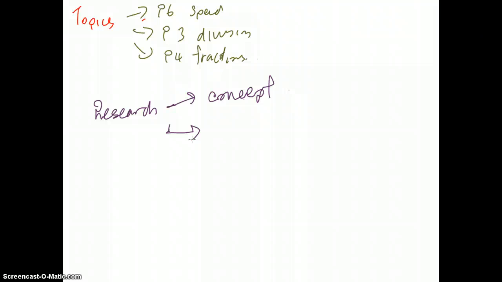Apart from concept, let me go through what exactly I mean by concept. Concept is like, let's say for speed, the concepts are, for example, they must know the relationship between distance, speed, and time. They need to know the relationship. Next, distance, speed, and time, they have to know how to convert.